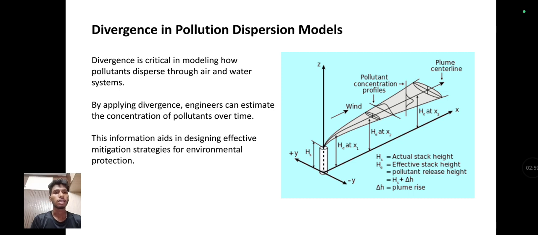Next, we will see about divergence in pollution dispersion models. Divergence is critical in modeling how pollutants disperse through air and water systems. By applying divergence, engineers can estimate the concentration of pollutants over time. This information aids in designing effective mitigation strategies for environmental protection. And this part of the slide will give an idea of divergence in pollution dispersion models.